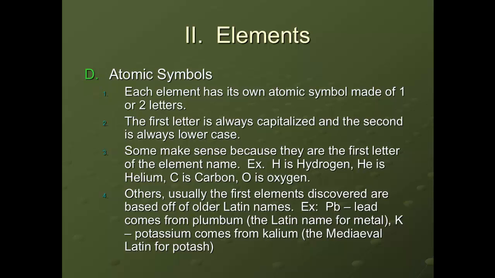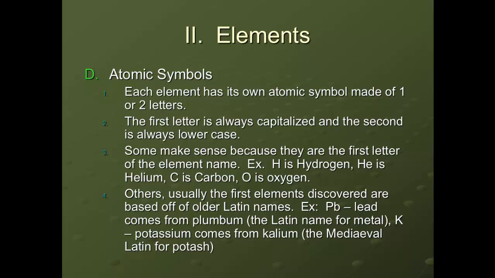They are always made of one or two letters, and the first letter is always capitalized and the second one is always lowercase. Now that's really important because you have some that the second letter, if you were to capitalize it, it would actually be a different element on the periodic table. So be sure that you follow that whole thing of the first letter is always capitalized, and if there is a second, make sure it's lowercase. So for example, H is hydrogen, He is helium, C is carbon, and O is oxygen.